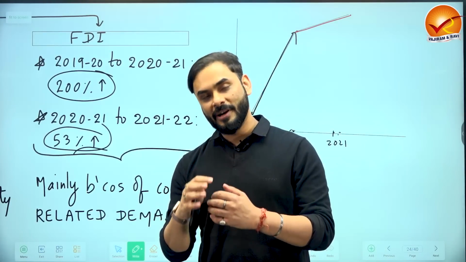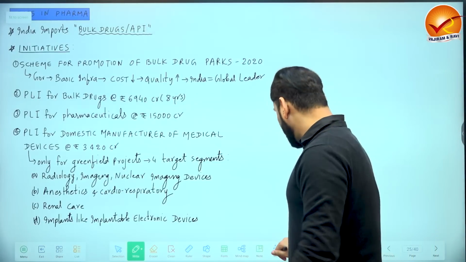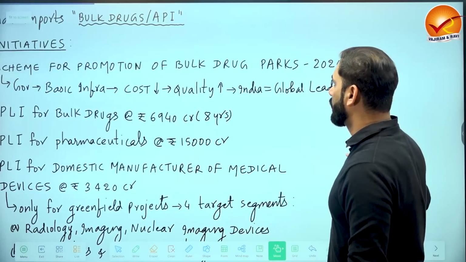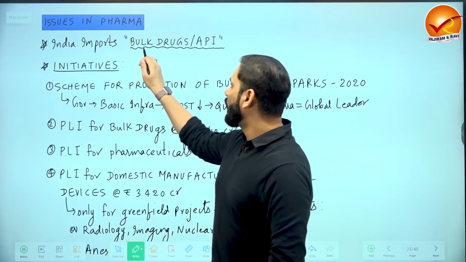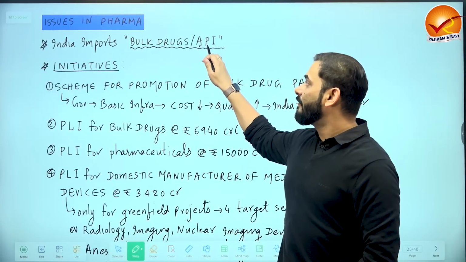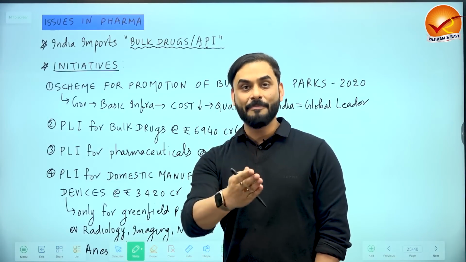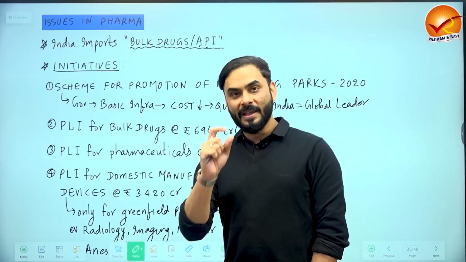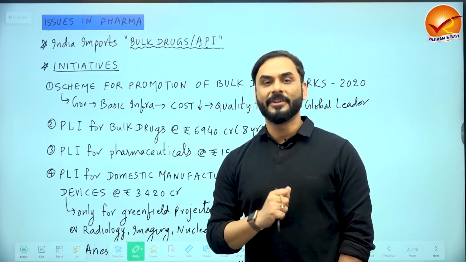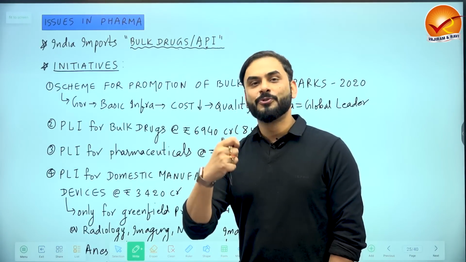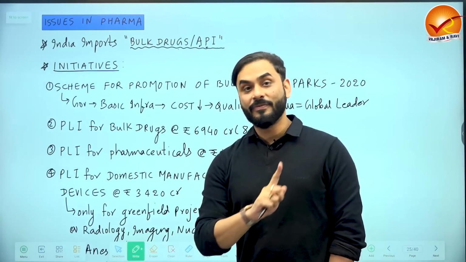And government has already brought in some solutions. So let us examine it. What are the issues related to pharmaceutical? There is something called bulk drugs or active pharmaceutical ingredients, API. What are these? These are nothing but raw material. I gave you an example, which is paracetamol. Paracetamol chemical is called a bulk drug or API, active pharmaceutical ingredient. These are the raw materials which are used to manufacture drugs, tablets, capsules, syrup, etc. We import them a lot, we don't manufacture them.